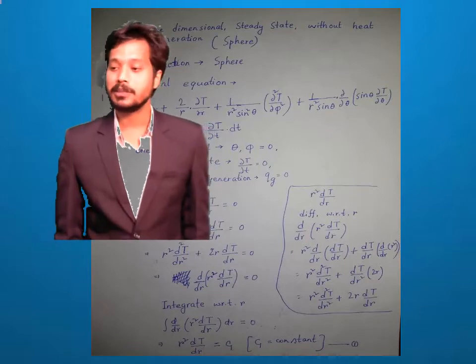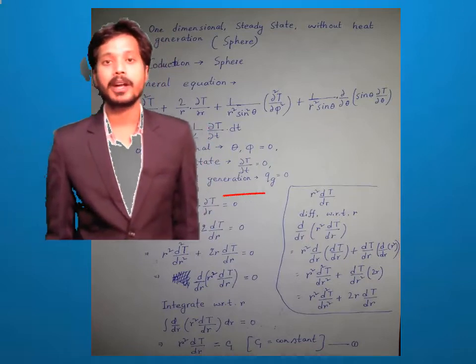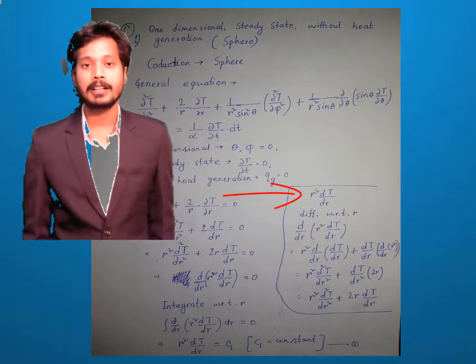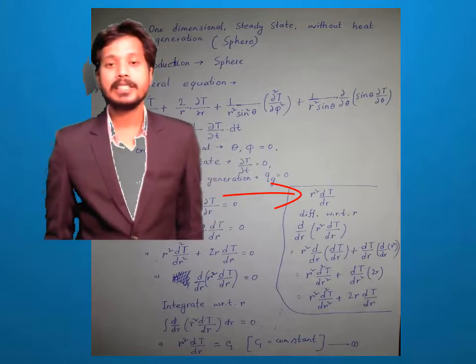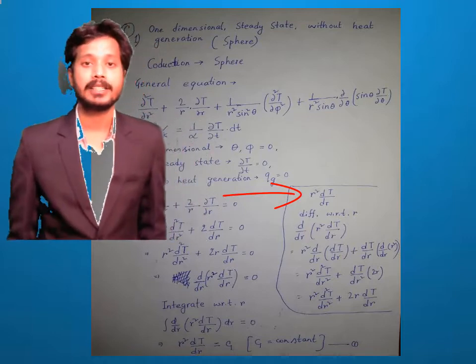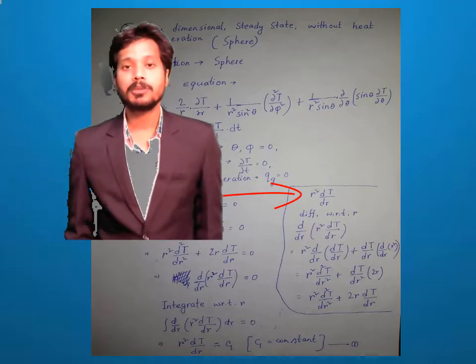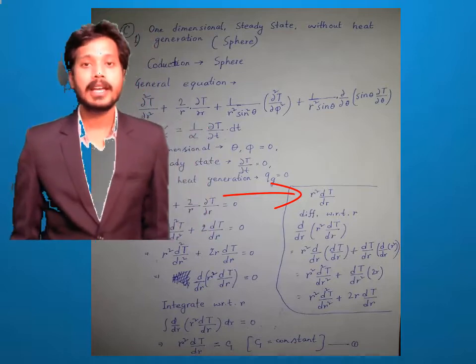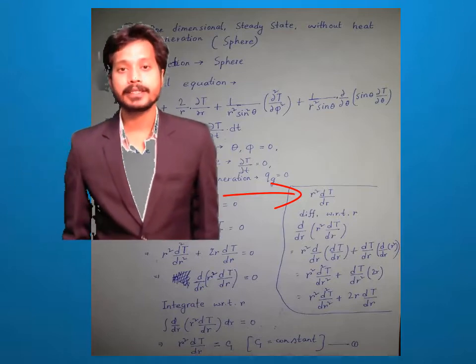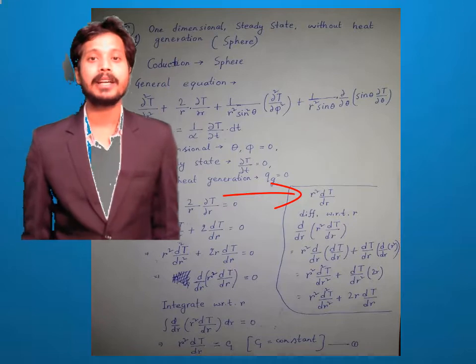We can simplify this term: r square dT by dr. If we differentiate it with respect to r, what do we get? d by dr of r square into dT by dr. We know the formula of d by dx of a into b. What is the formula of d by dx of a into b? It is a into db by dx plus b into da by dx.